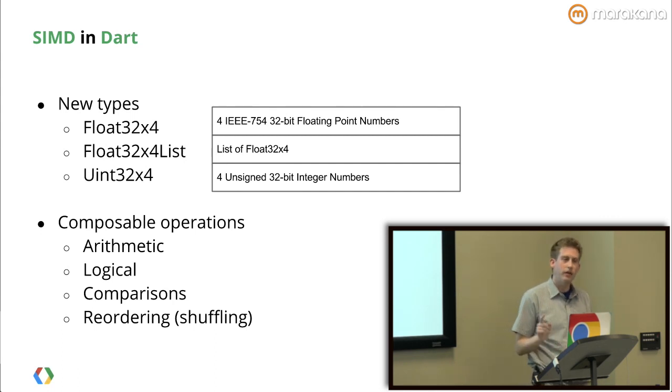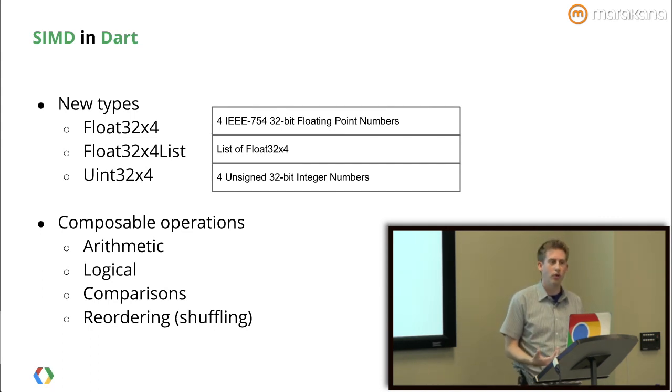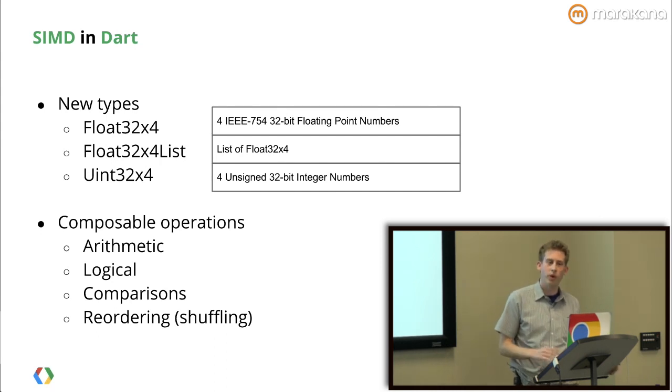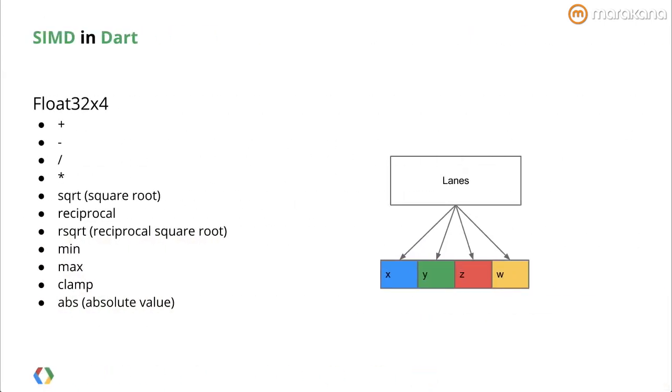But the key thing here, and the difference between attempts at automatically adding SIMD to your program versus doing it in a way that you have control, is that you are given composable operations in Dart. You get to control how SIMD is executed, where it's executed, and when it is. So I've enabled arithmetic operations, logical bitwise operators, comparisons, reordering, shuffling. And I'll walk us through some examples of how you use this new functionality.